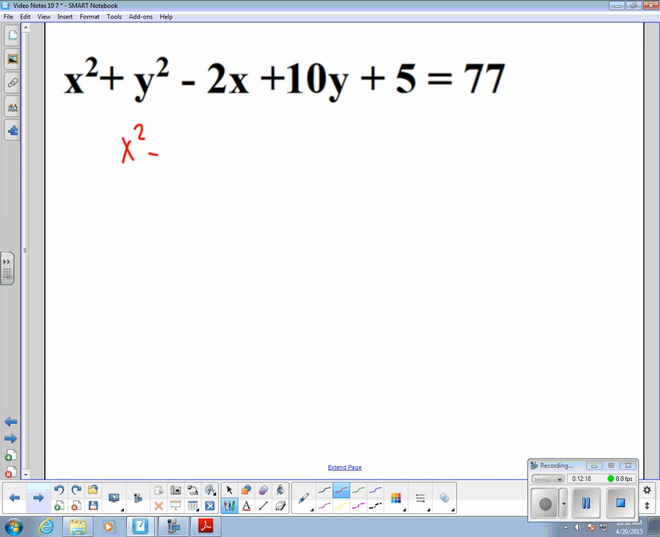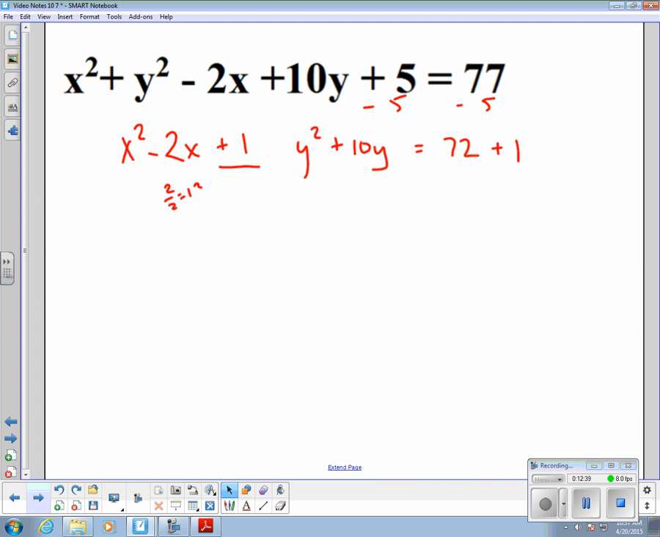x² - 2x, and I got y² + 10y. I move this 5 over, I move this 5 over, so that equals 72. So 2 divided by 2 is equal to 1, and then 1 squared is equal to 1. So I'm going to add 1 here, which means I got to add 1 here. And then 10 divided by 2 is 5, and then I take 5 and I square it. So I get plus 25 and plus 25.